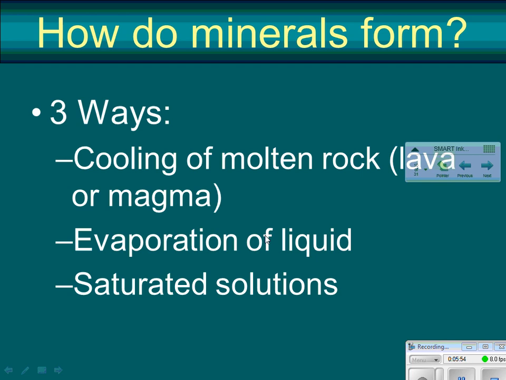How do minerals form? 3 ways that minerals form. A cooling of molten rock, which would be lava or magma. Lava means it's outside of the earth, magma means it's inside of the earth. Evaporation of a liquid, just like if you were to put a glass of water out for days on end, it's going to evaporate. You get rid of the liquid and the solid's going to get left behind, and that solid can turn into a mineral. And then saturated solutions. That's when you have a whole bunch of a certain amount of something in a liquid. So a saturated solution means you've got almost too much of some sort of additive into a solution.